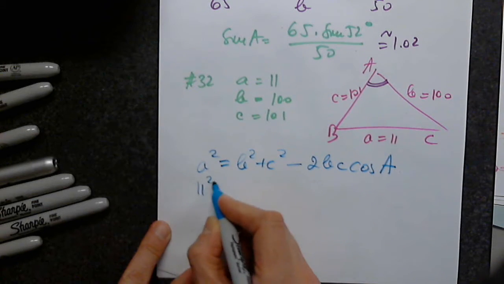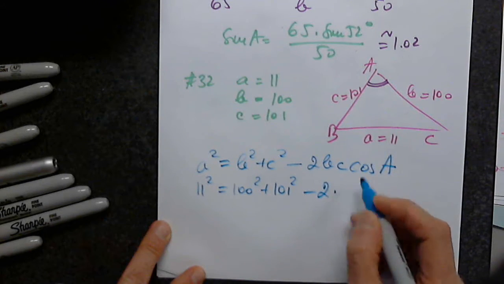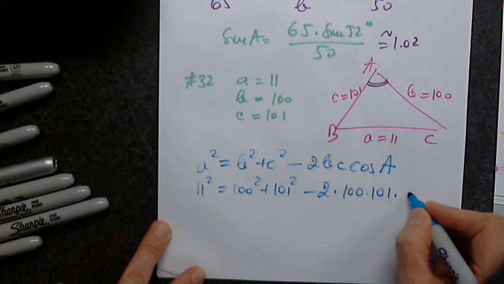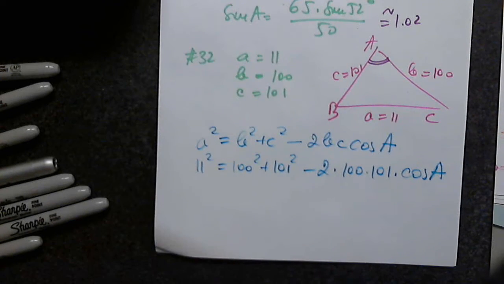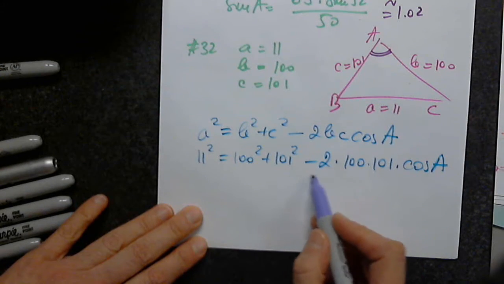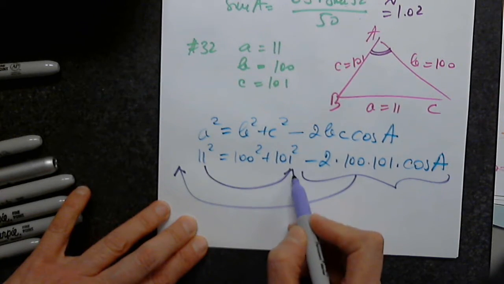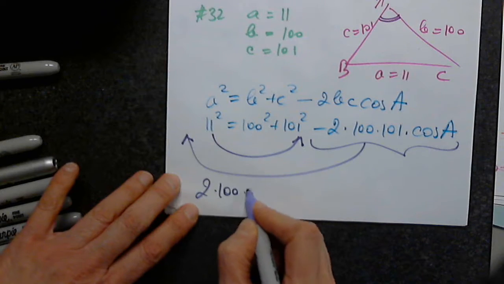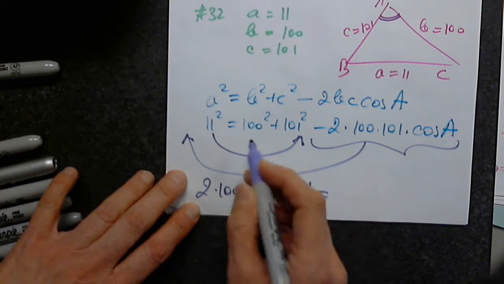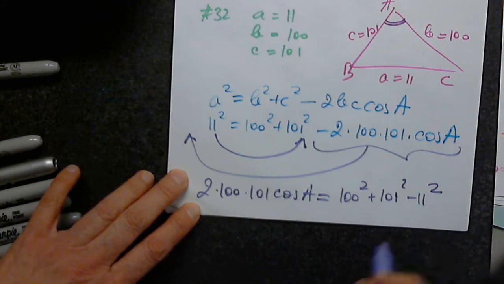Good. So I have 11 squared, 100 squared, 101 squared, minus 2 times 100 times 101 times cosine A. Do not multiply anything. Do not perform any arithmetic calculations. Let me show you how to address this. This is a negative term. I will move it here, and I will move 11 squared to this side. So 2 times 100 times 101 times cosine A equals 100 squared plus 101 squared minus 11 squared.